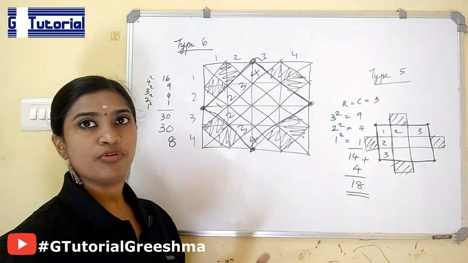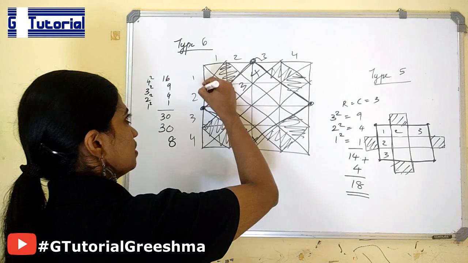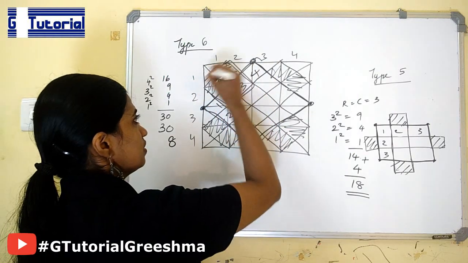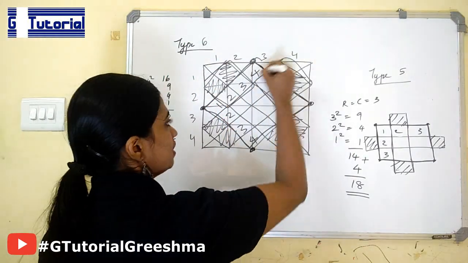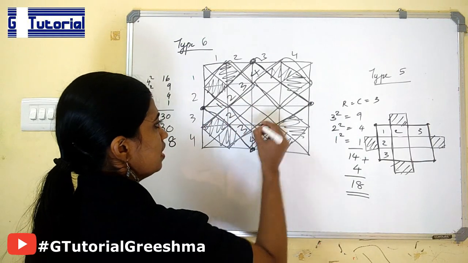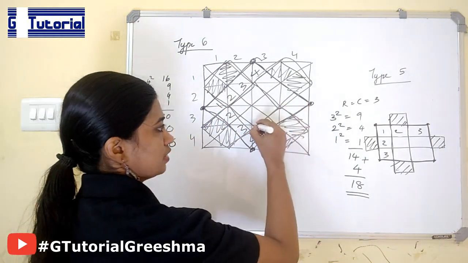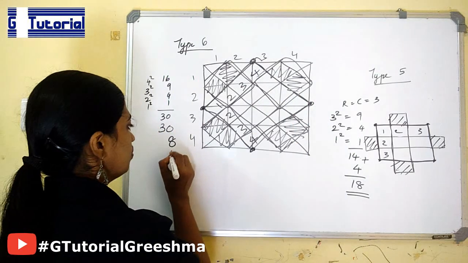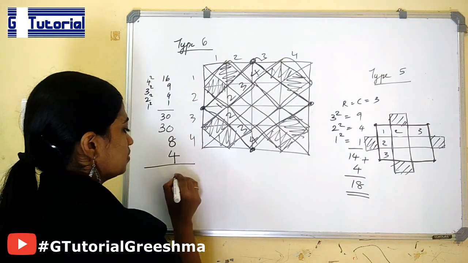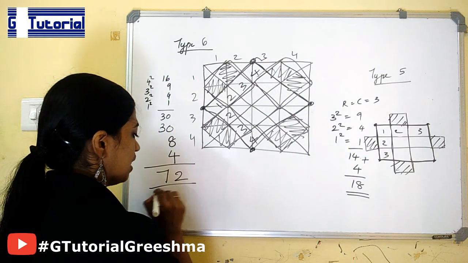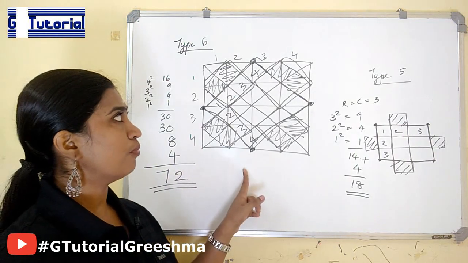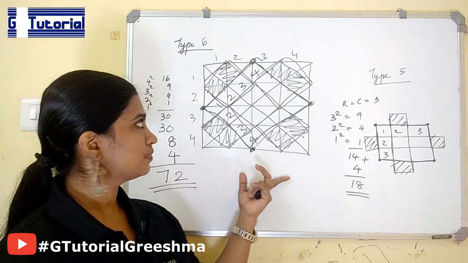Then again we can form 4 more squares. This is one square. This is another square. This is another square. And this is another square. So 1, 2, 3, 4. So 72 is the number of squares that can be formed from this figure.